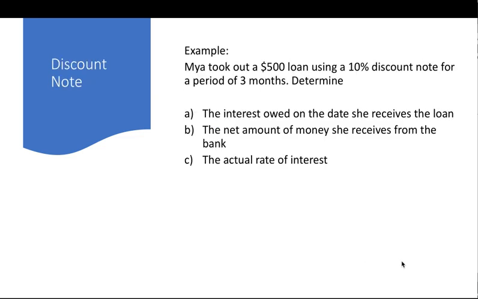Okay, here's another one. There's another type of loan that's called a discount note. These discount notes are a little bit different. In a discount note, you're paying the interest up front. So the day you take out the loan, you're actually paying your interest right away. So for example, Maya took out a $500 loan using a 10% discount note for a period of 3 months. We're going to determine the interest owed on the date she receives the loan, the net amount of money she received from the bank, and the actual rate of interest.